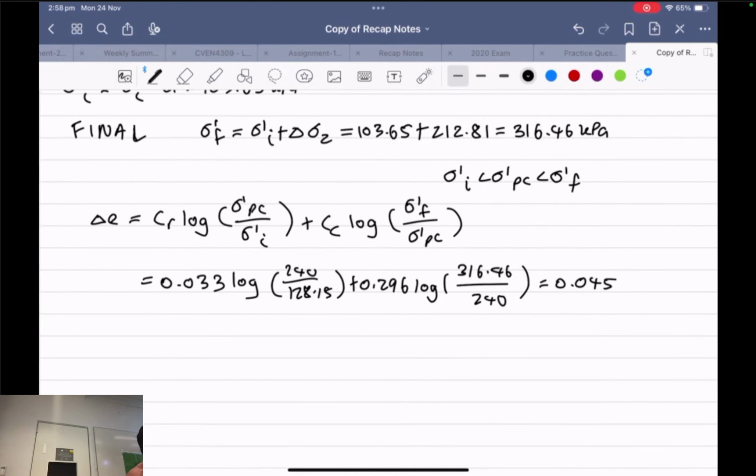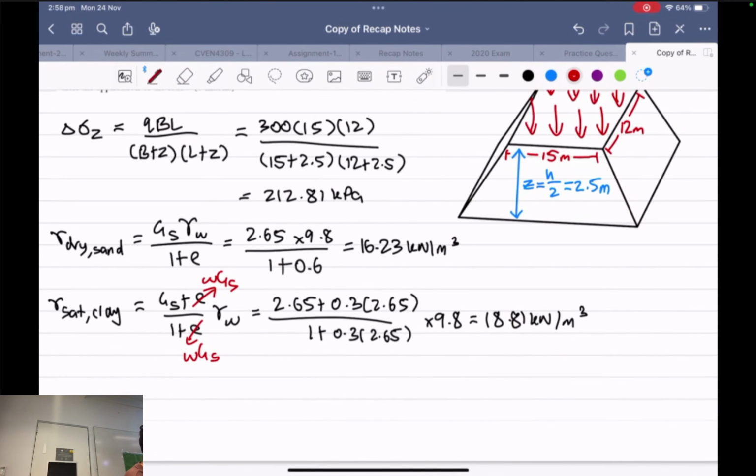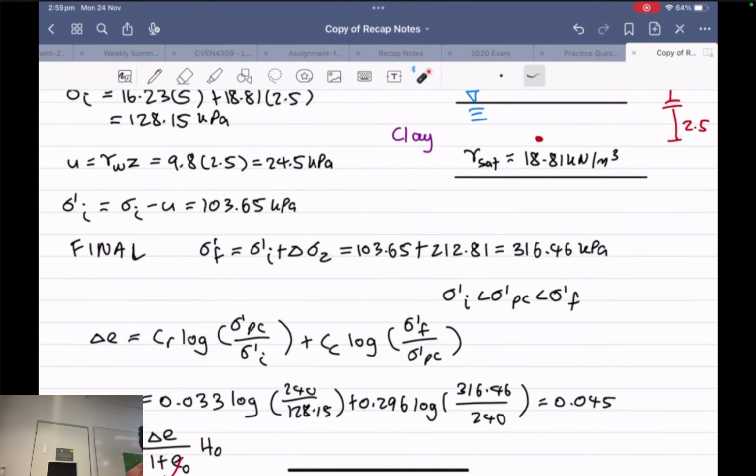So once we have that, we can pretty much find your final settlement, STF. STF was equal to delta E over 1 plus E0 times H0. E0 is the initial void ratio, which we pretty much already calculated. E0 is just equal to W times GS, right? Which is equal to, we said here, somewhere. Yeah, 0.3 times 2.65. That's equal to 0.795.